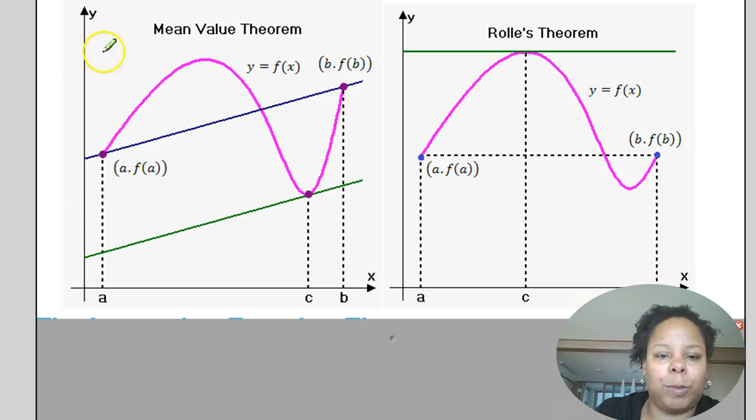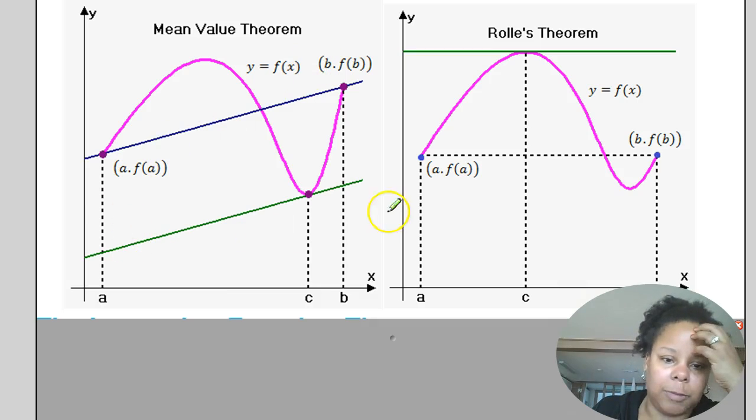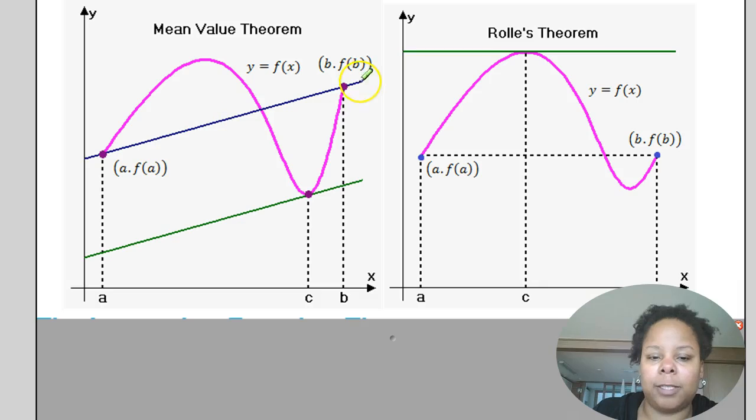Now here's a graphical representation of what we're talking about, and that's for the mean value theorem. The slope of the secant line of the endpoints is going to be equal to some slope of the tangent line at some point c that's in that interval, and this is a good graphic for that. There's a related theorem called Rolle's theorem, which is very similar to the mean value theorem, but in this case, f of a equals f of b.